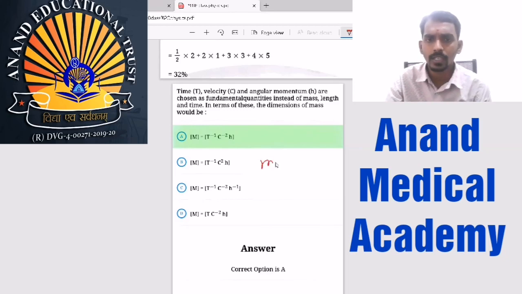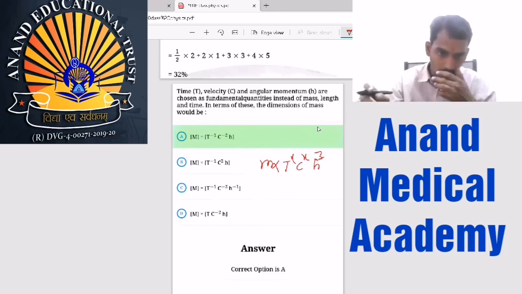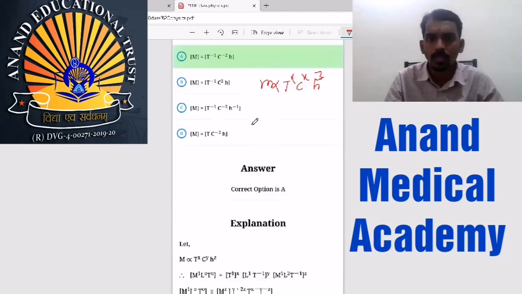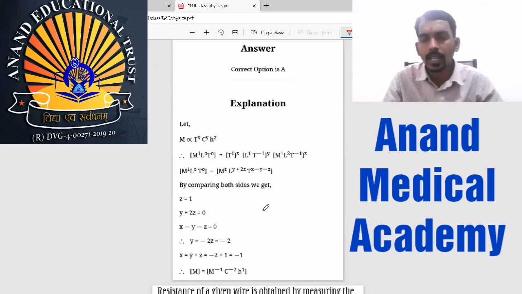So then you will write mass is proportional to time power x, velocity power y, and angular momentum power z. Then you will write the dimensions of each quantity and you will compare the power of capital M, capital L, capital T. Then you will solve the equations. So this kind of question is also one of the important ones. Many times they asked, and for every question I have given the solution. You can check it, but the most important types of questions I am going to discuss. So please try to practice such questions or just have an idea of the procedure.